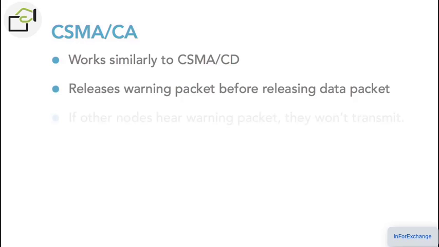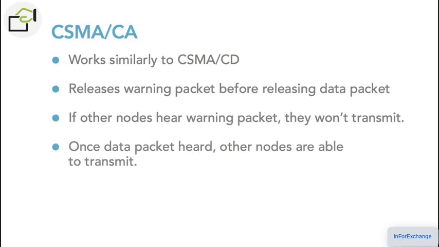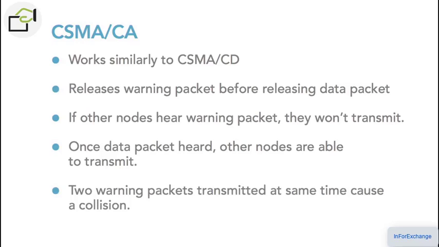That warning packet basically runs down the network and warns all the other nodes that a packet is about to be transmitted. When the other nodes on the network hear the warning packet, they won't transmit until after they hear the packet go by. Once they hear the data packet go by, they will then attempt to transmit their own warning packet before they transmit their data packet. However, if two warning packets are transmitted at the same time, just like in the previous example where two data packets were transmitted at the same time, again, it will result in a collision, and the collision is handled exactly the same way as with the CSMA/CD method.